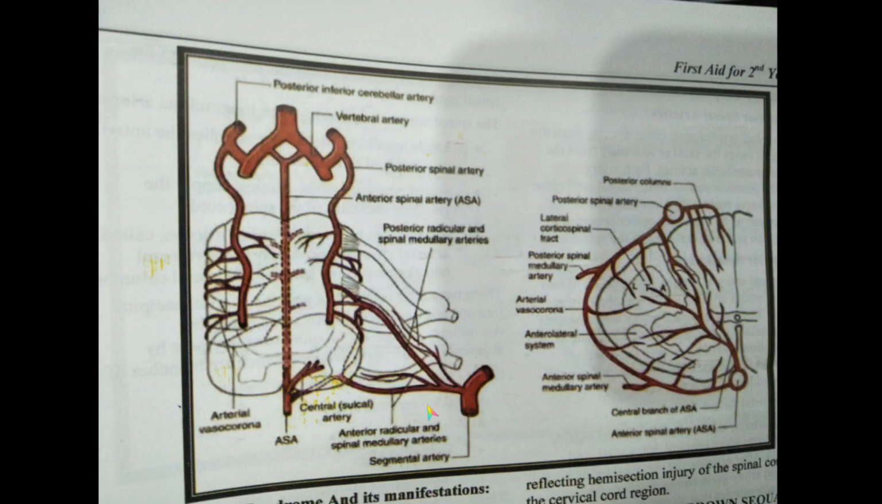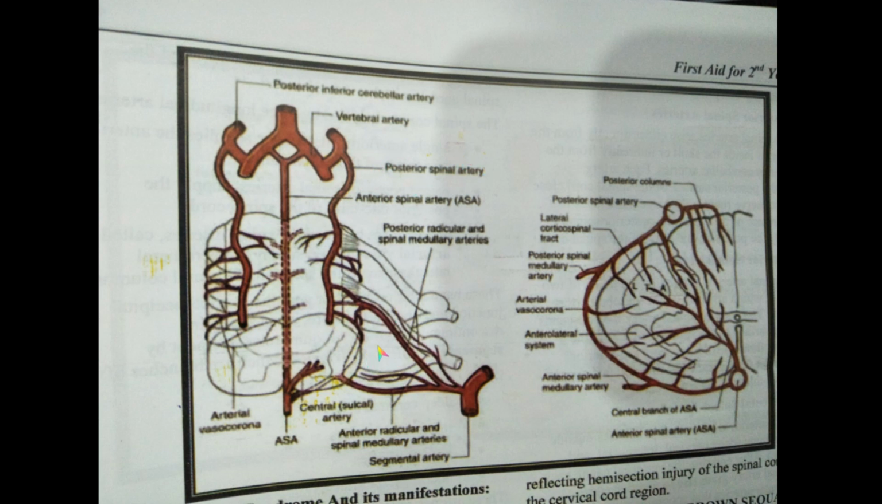Now we'll discuss the arterial supply of the spinal cord. This is the vertebral artery, and the two vertebral arteries give sub-branches which come together to form the anterior spinal artery. This is the anterior spinal artery in the middle, which supplies the anterior two-thirds of the spinal cord. And these two branches you can see in a wavy shape are the posterior spinal arteries. The posterior spinal artery supplies one-third of the spinal cord.